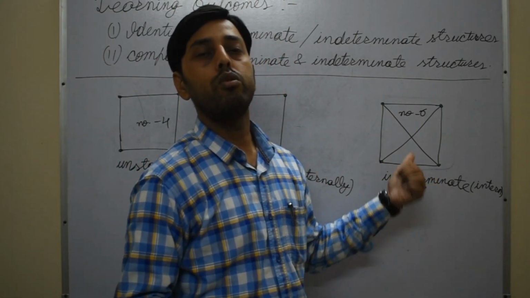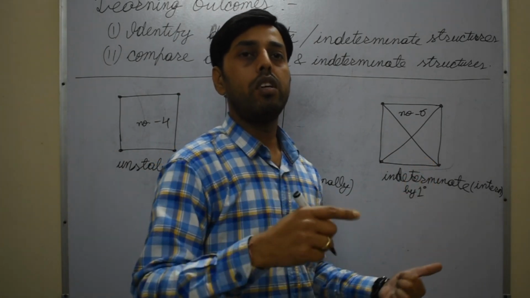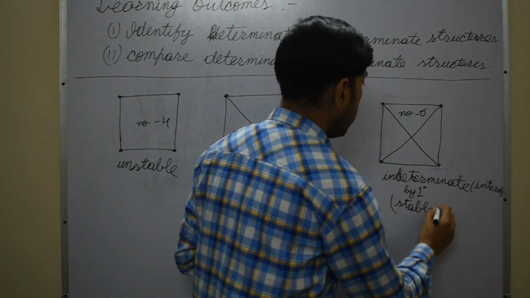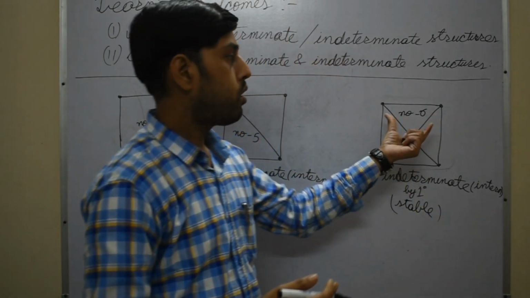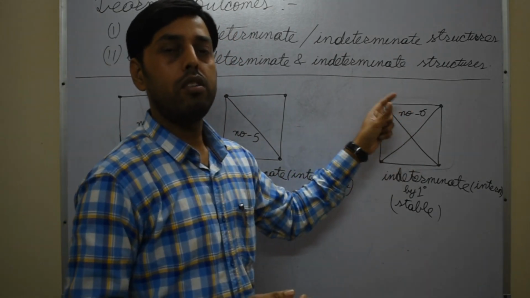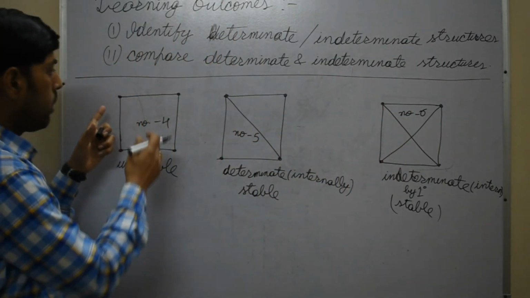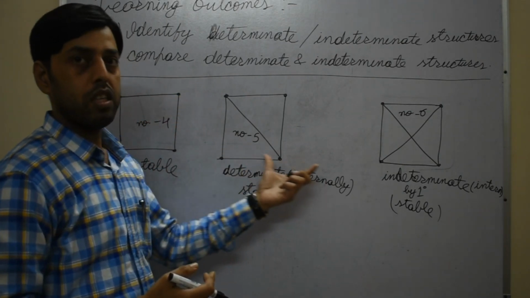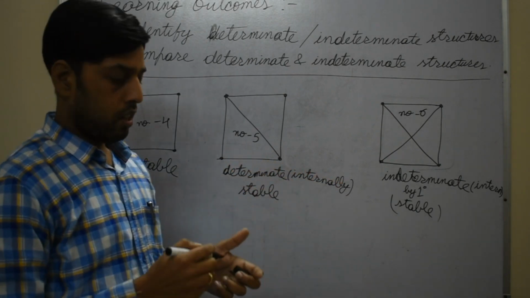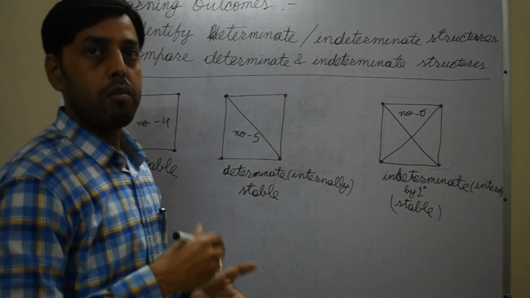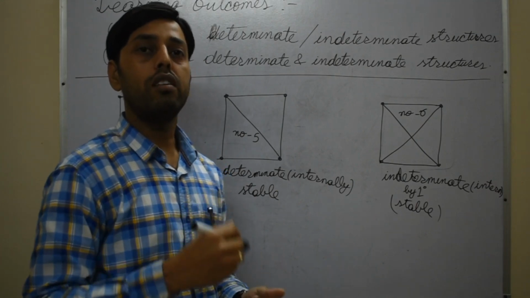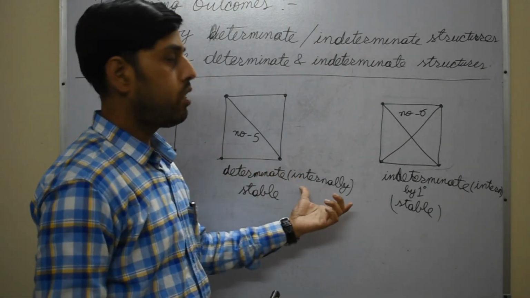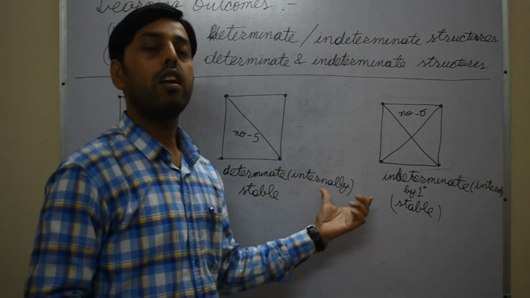We have added one extra member, so this is indeterminate by 1 degree. If we had added 2 extra members, then it would have been indeterminate by 2 degrees. And this is stable also. Without any support, if we put such a structure anywhere, the geometry will not be disturbed. But in the earlier case, we cannot stabilize its own geometry. So from this example, we can identify determinate or indeterminate structures based on the minimum number of members required to stabilize its own geometry, and this implies the meaning of internal determinacy or indeterminacy.